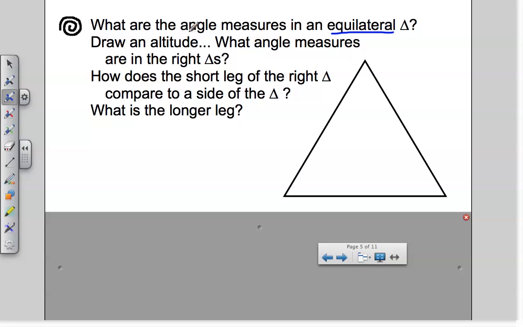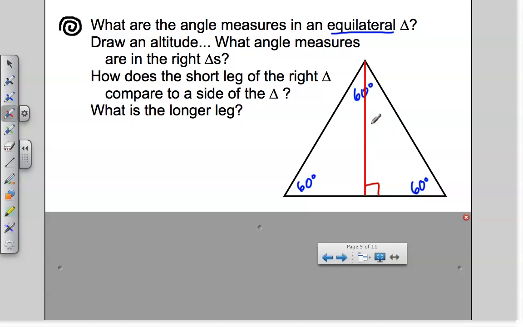What are the angle measures, first of all, in an equilateral triangle? Remember, if we have congruent sides, we also have congruent angles, so 180 divided by 3. Each of these angles measures 60 degrees. And this is helpful because the next thing I'm going to do is actually draw an altitude in this triangle from one vertex. Now, an altitude goes from that vertex to the opposite side at a right angle, or perpendicular to the opposite side. Mark my right angle here.